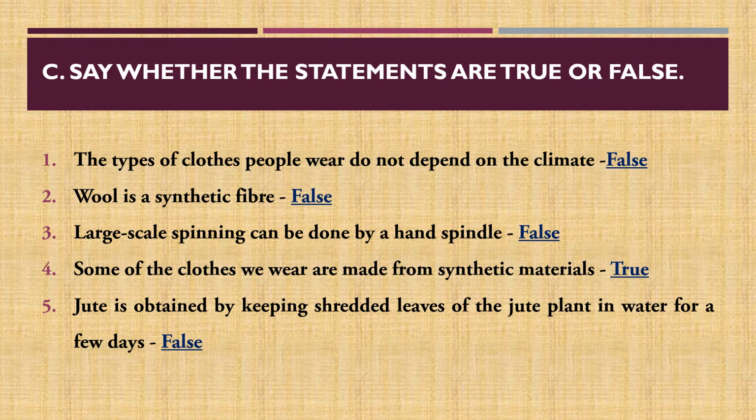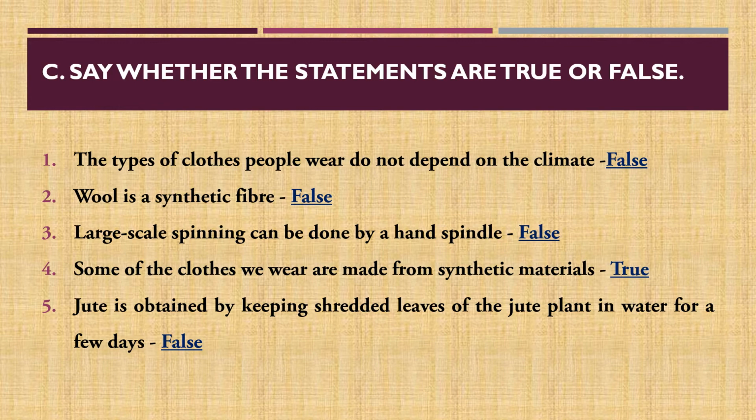C. Say whether statements are true or false. Question 1. The types of clothes people wear do not depend on the climate. Answer: false. The correct statement is the types of clothes people wear depend on the climate. Question 2. Wool is a synthetic fiber. Answer: false. The correct statement is wool is a natural fiber.